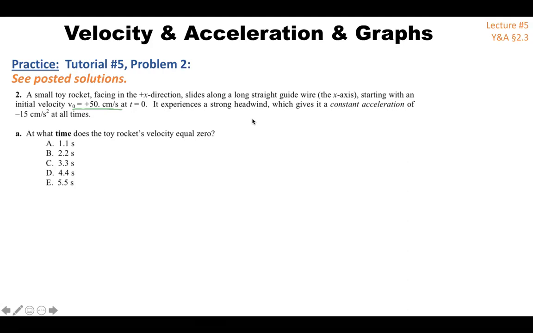Also, remember, this is all one-dimensional. So the x-axis is laid out along a guide wire that the rocket can move forward or backward on. So this rocket isn't moving up and down vertically, it's moving horizontally, along some sort of a guide wire. All right, notice that the little rocket experiences a strong headwind which blows against it with a constant force, and causes it to undergo a constant acceleration of negative 15 centimeters per second per second.